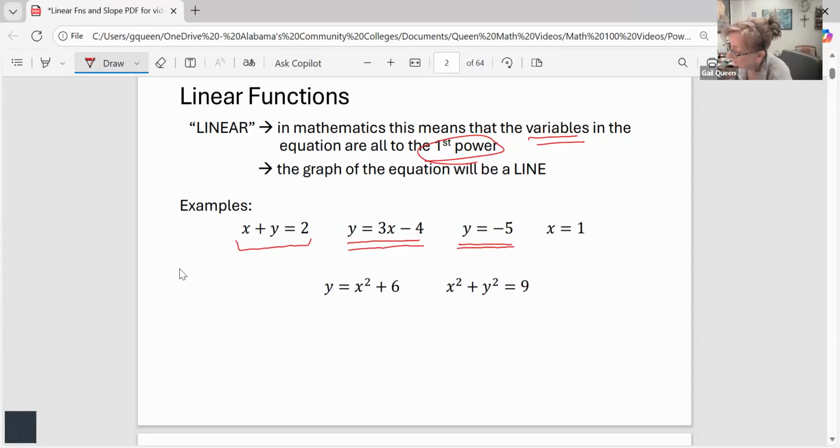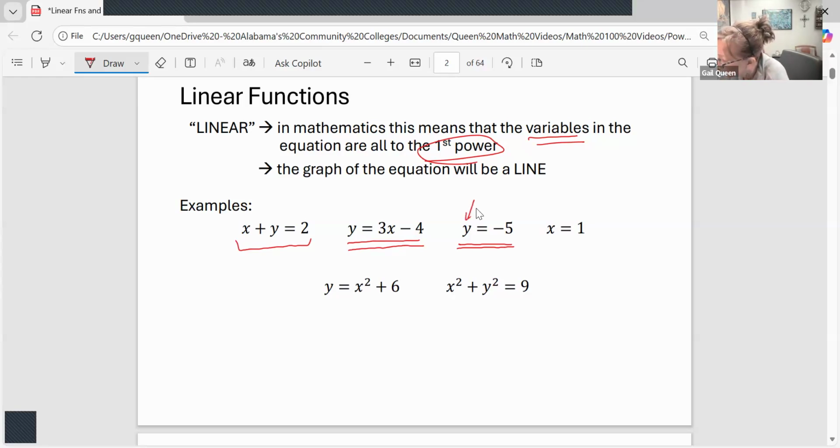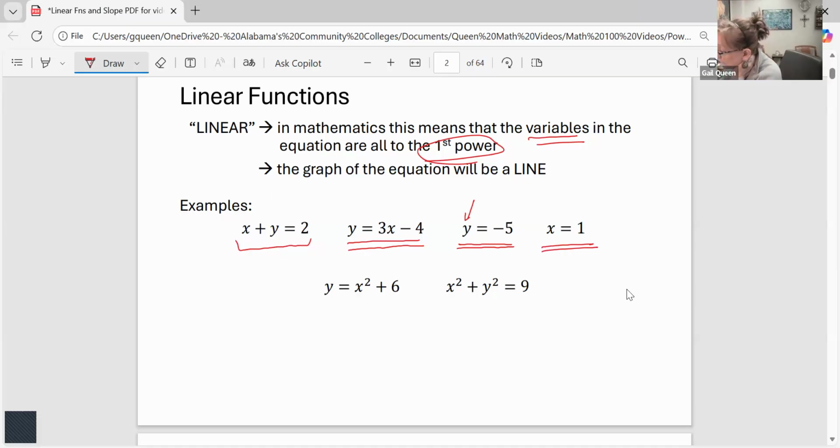The third example, we have y equals -5. Now this one's a little bit different because the only variable in my equation is y. I don't have an x in the equation, and that's okay. The only variable in the equation is y, and that y is to the first power. Therefore, this is a linear equation. Same thing is true here on this last one. We have x equals 1. The only variable in the equation is x, and it is raised to the first power. Therefore, this is a linear equation.